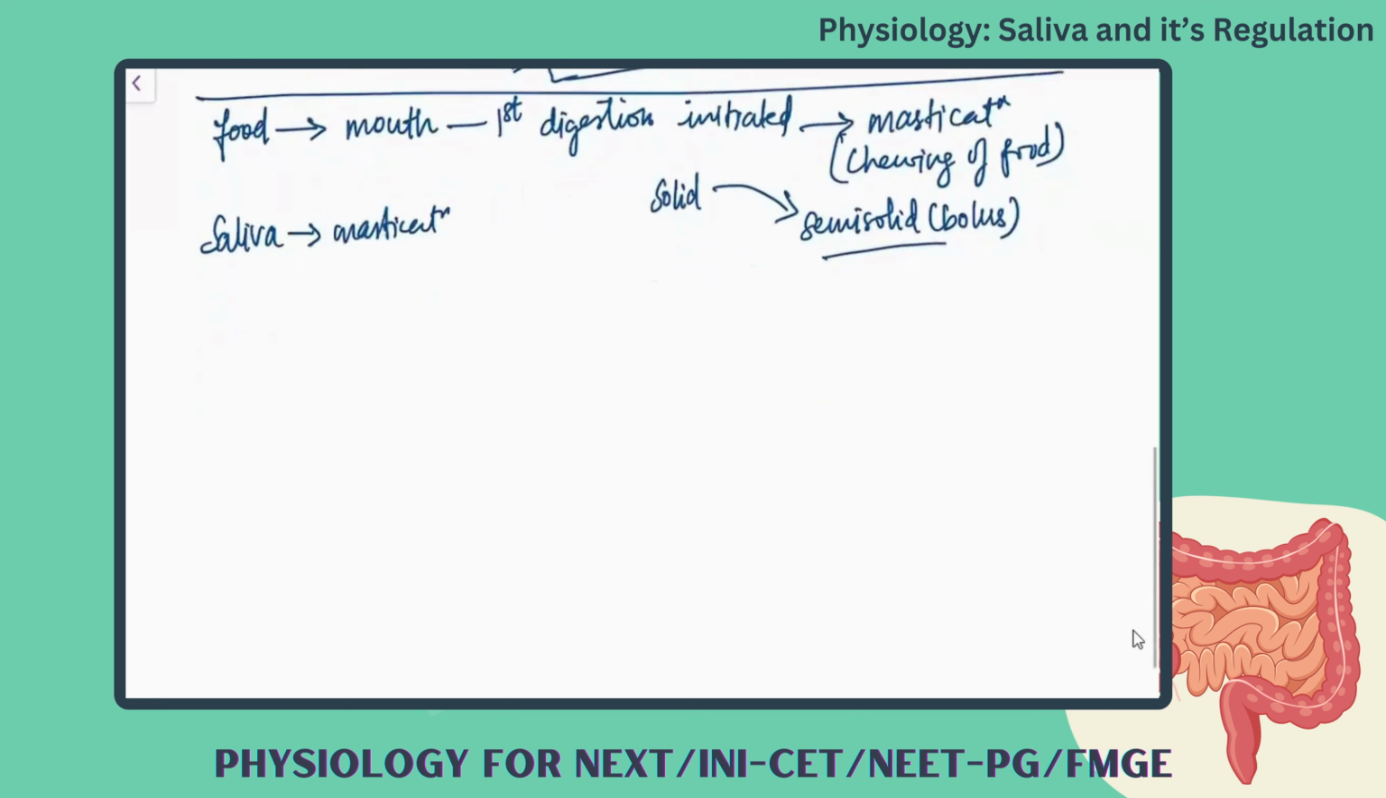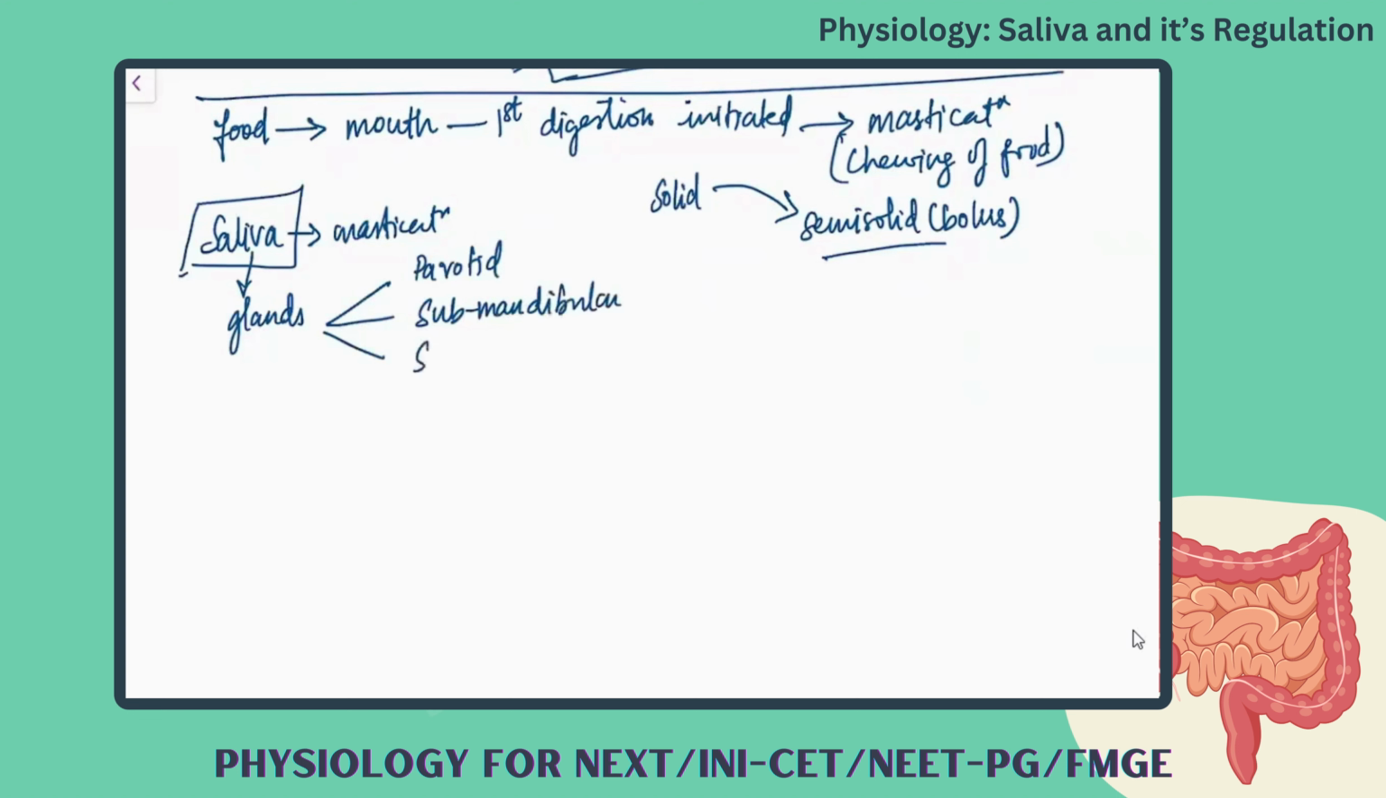This saliva is secreted by the salivary glands. And how many salivary glands do we have? We have three salivary glands. One is the parotid gland, the submandibular gland, and the sublingual gland. So we have three salivary glands: parotid, submandibular, and sublingual glands.